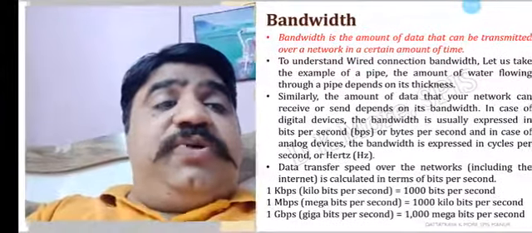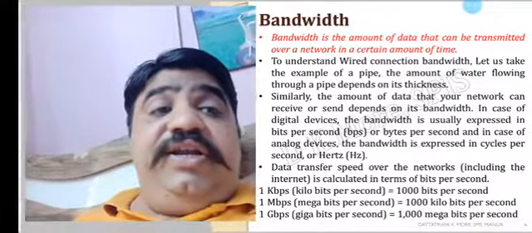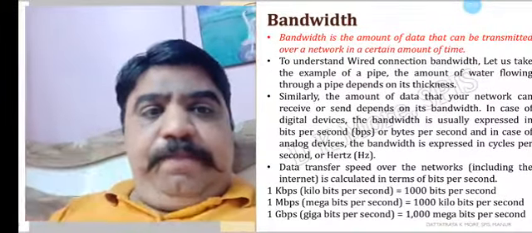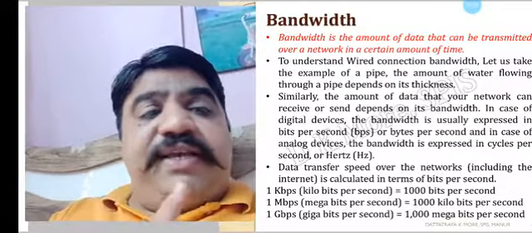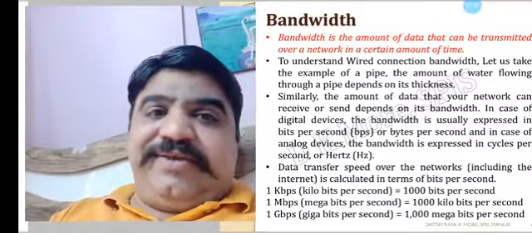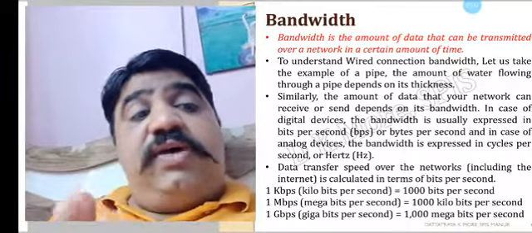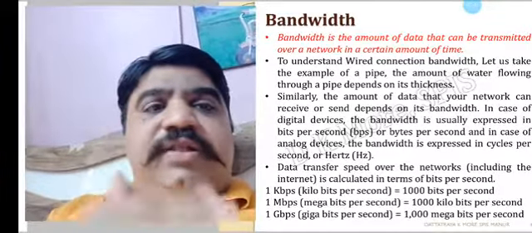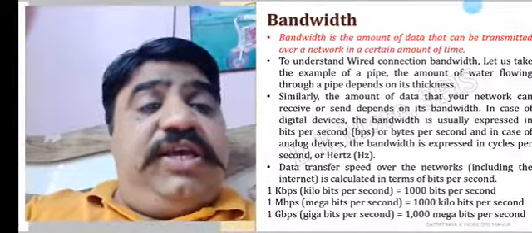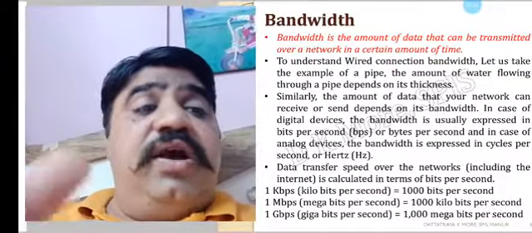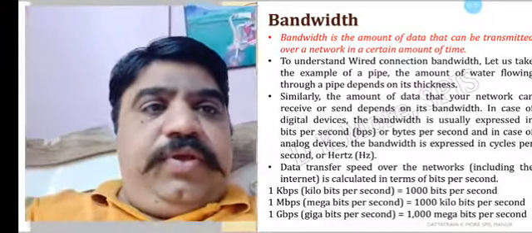So data transfer speed over a network, including the internet, is calculated in terms of bits per second, BPS. So 1 kbps, kilobits per second, is equal to 1000 bits per second. 1 Mbps, megabits per second, is 1000 kilobits per second. It is like the memory units. So in this way, 1 gigabit per second is 1000 megabits per second. Like this way bandwidth is there.